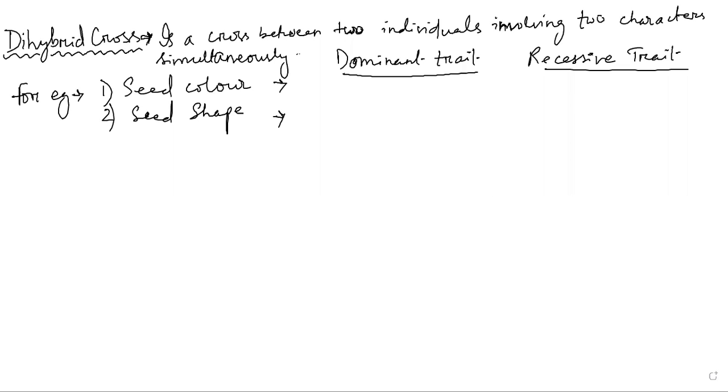Jasmine, tell, what is the dominant trait for seed color? Yellow. Good. And for recessive? Green. Good. For seed shape, what will be the dominant trait? Round. Good. Then recessive will be? Wrinkled.